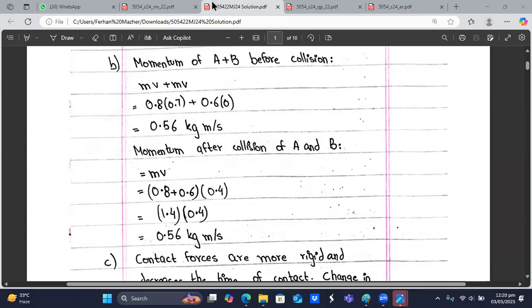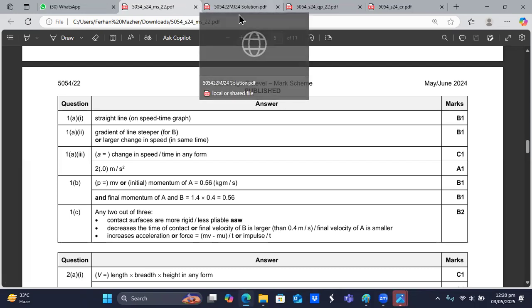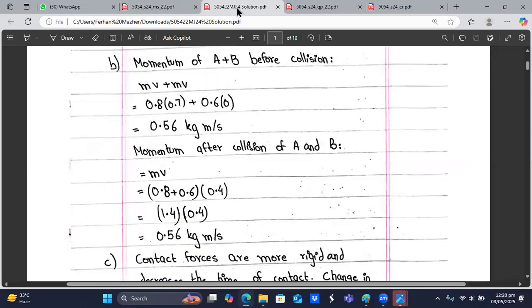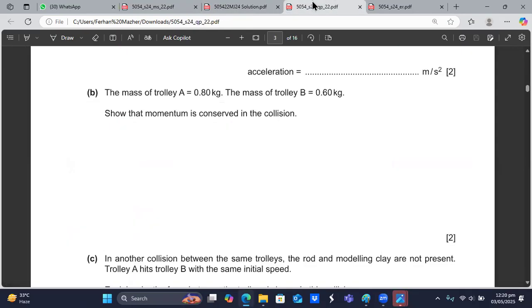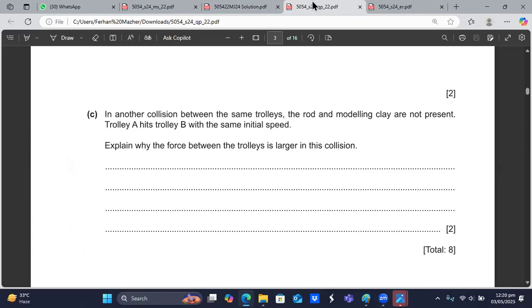So let's check the marking scheme. What does the marking scheme say? The marking scheme says that the initial momentum and the final momentum will be equal to each other. Okay, so this is how we showed it. And here we go. Now we are going to the C part, which is of 2 marks.